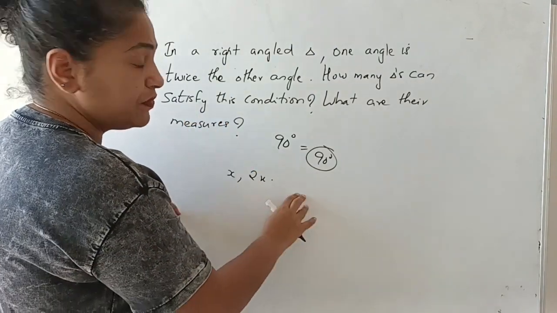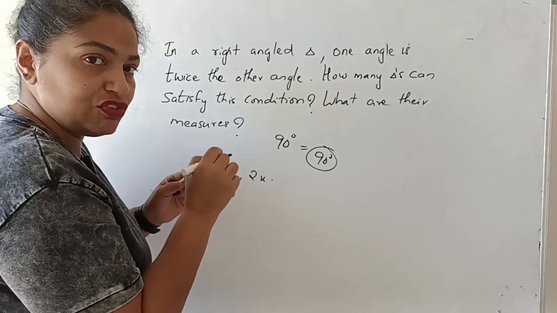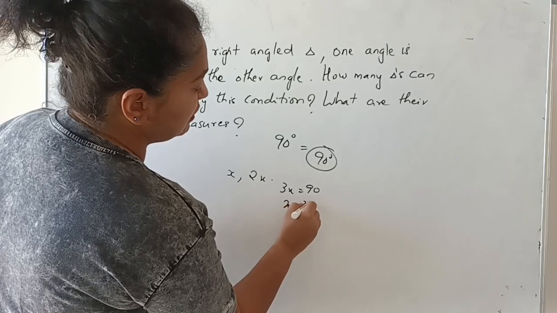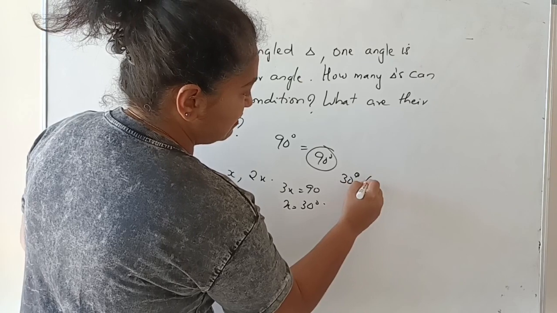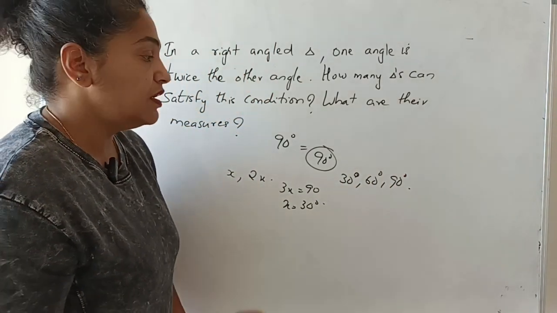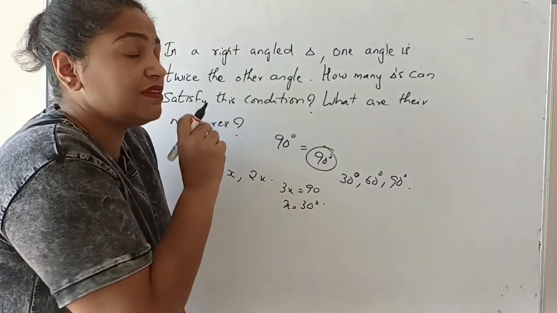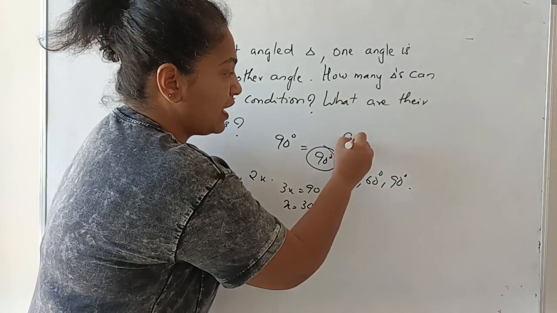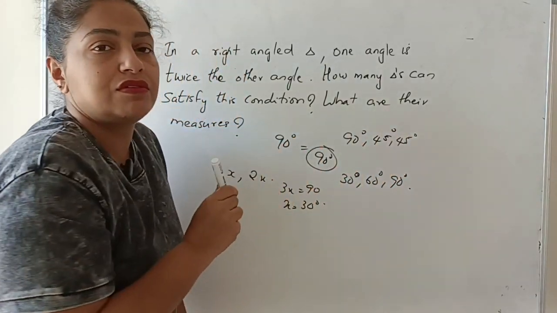Now let us see what is the particular value of x that we are getting so that we can find the individual angles. So you get 3x is equal to 90, you get x is equal to 30. So my angles are 30, 60 and 90. Correct? Now we have gotten one triangle. Now is this the only triangle which satisfies this particular condition? Look at the triangle wherein the angles are 90, 45 and 45.